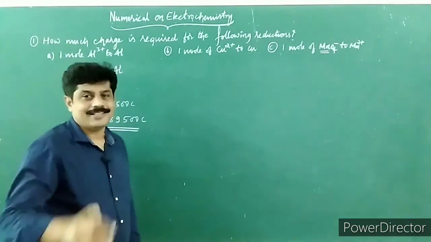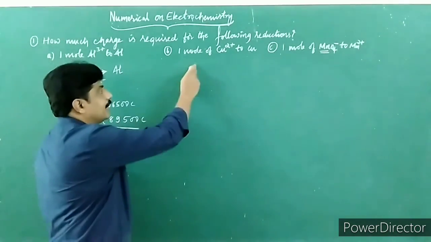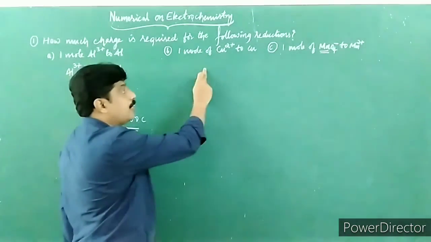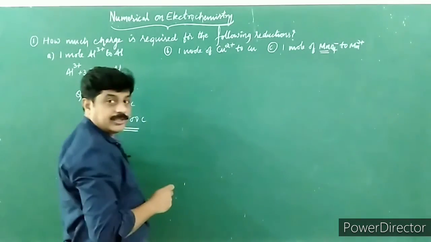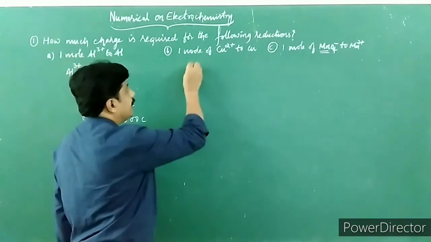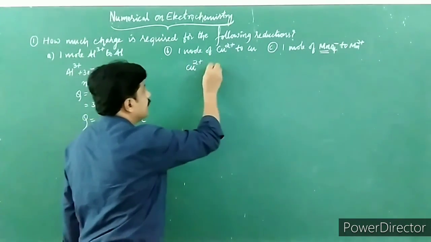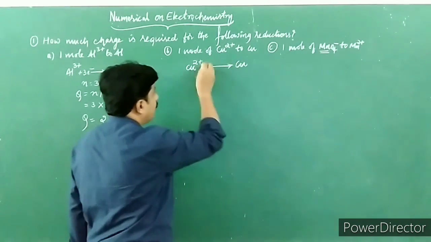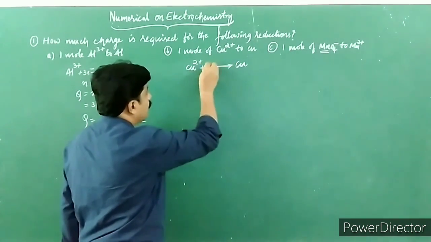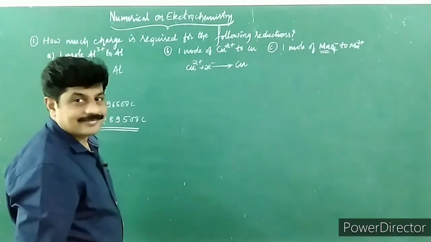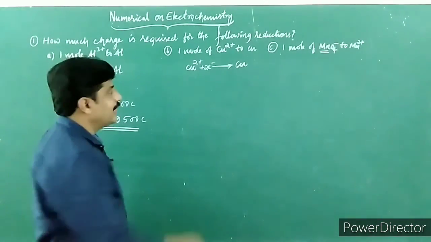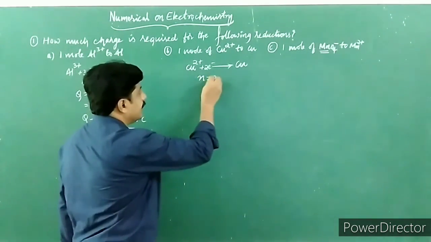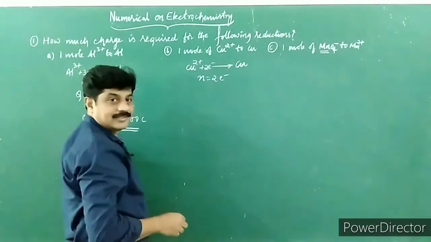Hope you got it. Children, let me take up the second one. Look at here, reduction of 1 mole of Cu2+ ions to Cu. Now look at here, Cu2+ ions reduced to Cu. Now how many moles of electrons are required here? 2 moles of electrons are required. Is it not? Now n is equal to how much here? n is equal to 2 moles of electrons.